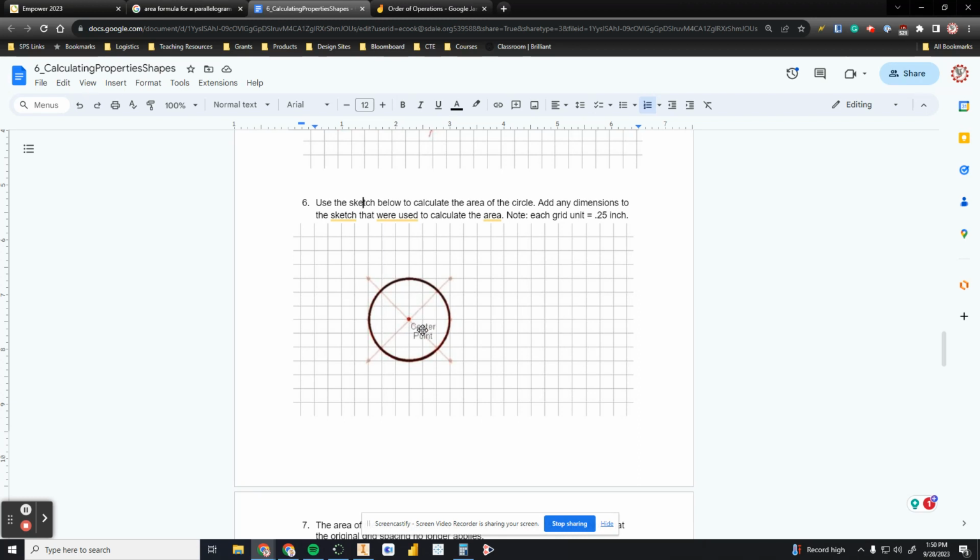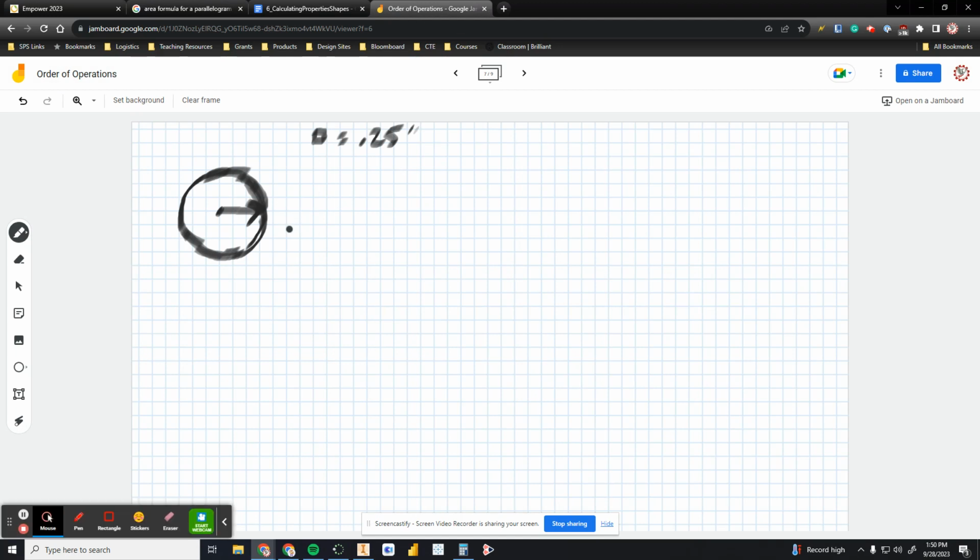Okay, so that's going to be important information to know for our formula. So over here, we have my not very good circle that I've drawn out, but the important thing about my circle is it is indeed close to 3 inches or 3 grid spaces, which is 0.75 inches for the radius. So I'm going to go ahead and designate that. So my radius is equal to 0.75 inches because 0.25 times 3 spaces is 0.75 inches. Okay, and what we need to do is find the area of this circle.